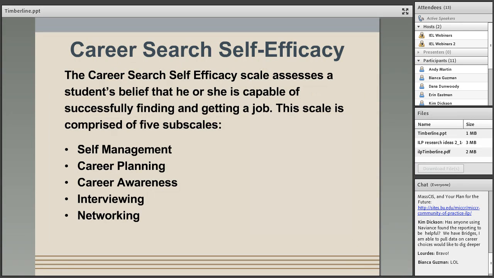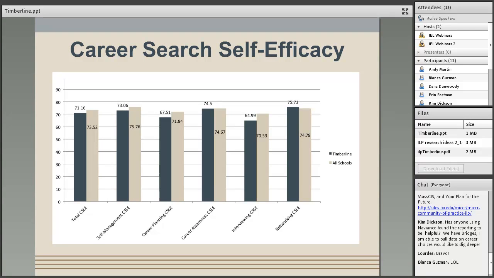And then career search self-efficacy is the other one that's directly connected to the ILP, that it should be leveraging their sense of exploration skills and planning and things like that. And so this is an important component to see where the students are. In this case, Timberline's a little low in areas, but they're high in some, so we see where they fall out in that.